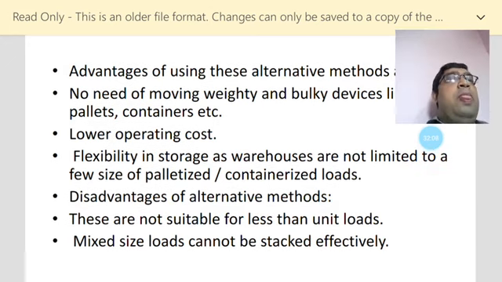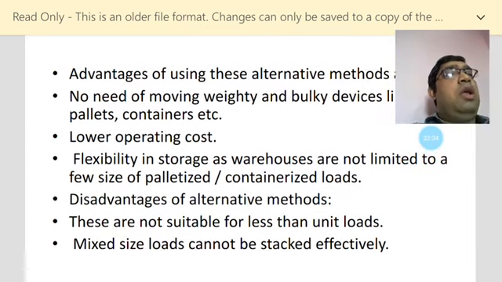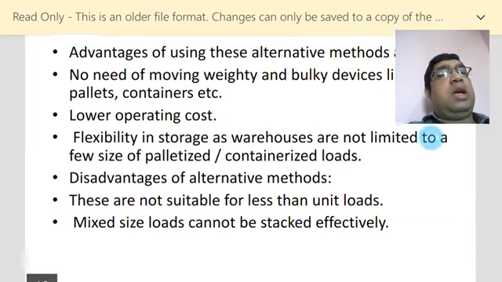Sometimes the warehouse will be required for storage in containers, but a few places will be locked up by skids or pallets. Basically the warehouse has limited space available, and this limited space will be covered by pallets or skids. So you have to transfer the materials properly. Flexibility in storage means warehouses are not limited to a few sizes of palletized and containerized loads.